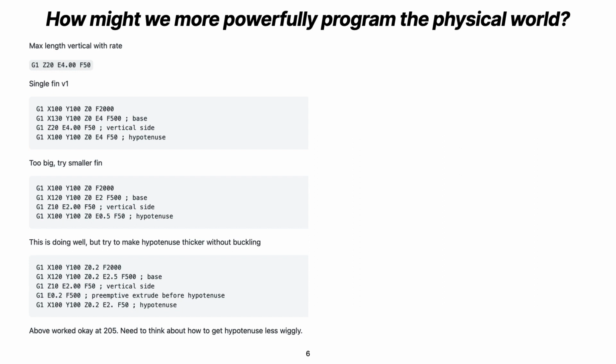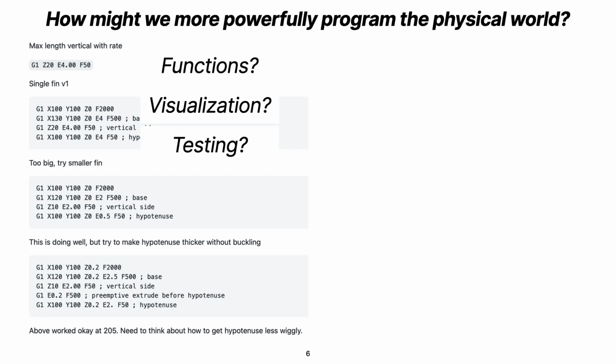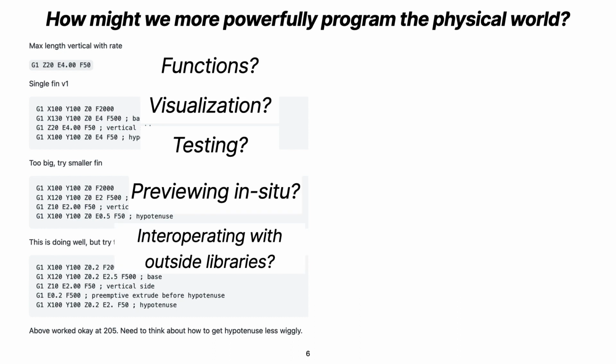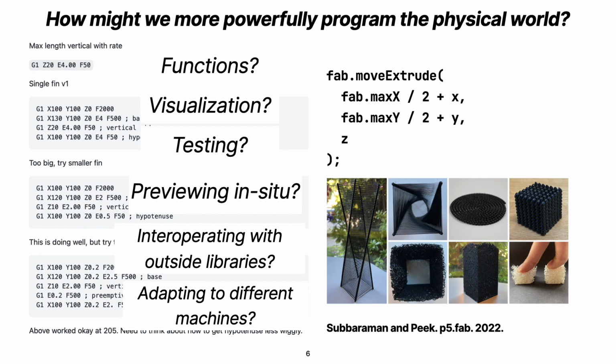Namely, writing snippets of G-code lacks many features of programming languages that we take for granted. For example, functions, visualization, testing, previewing in situ, interoperating with outside libraries, and adapting to different machines. One promising first step in this direction is p5.fab, which provides a JavaScript wrapper around common G-code commands for 3D printing. But we need to take this idea even further than G-code as a foundation.